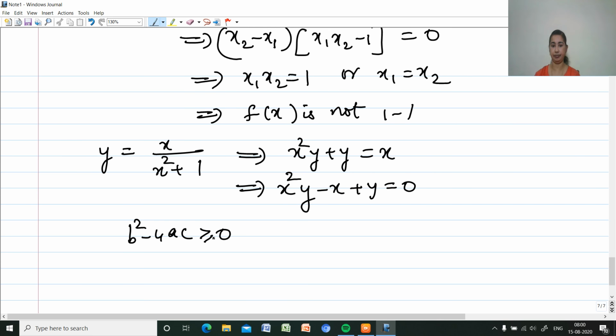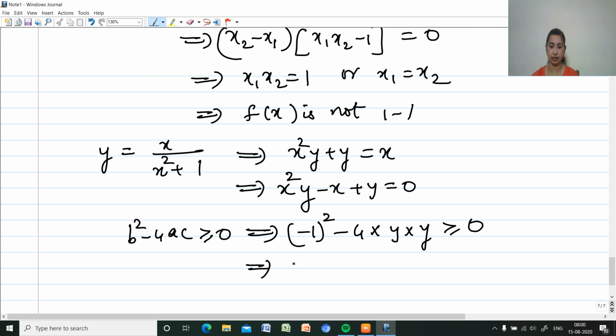If x is real, that means if I'm putting the values here, instead of b I can write minus 1. So minus 1 square minus 4 into y greater than or equal to 0. So I'm checking where the value of y lies. In order to be onto, the entire second set should be the set R. That we will verify. So this is 1 minus 4y square greater than or equal to 0.